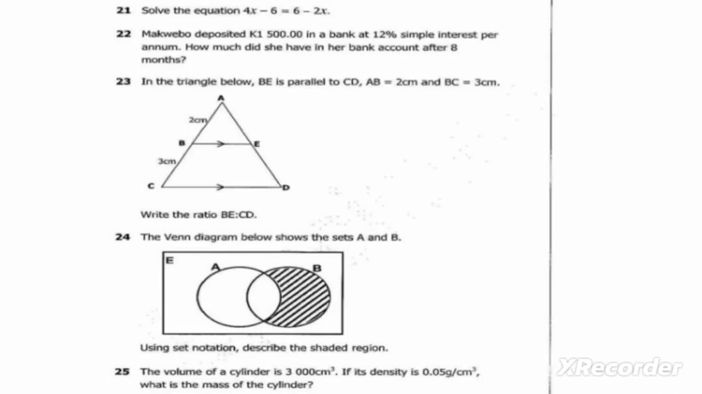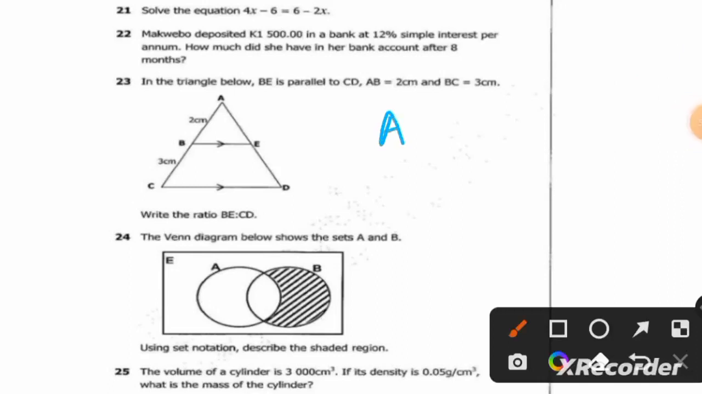We move on to the next question, which is question 24. Question 24, the question reads, the Venn diagram below shows the sets A and B. Use set notation to describe the shaded region. So the shaded region, we are going to say this is A complement intersection B. A complement intersection B.